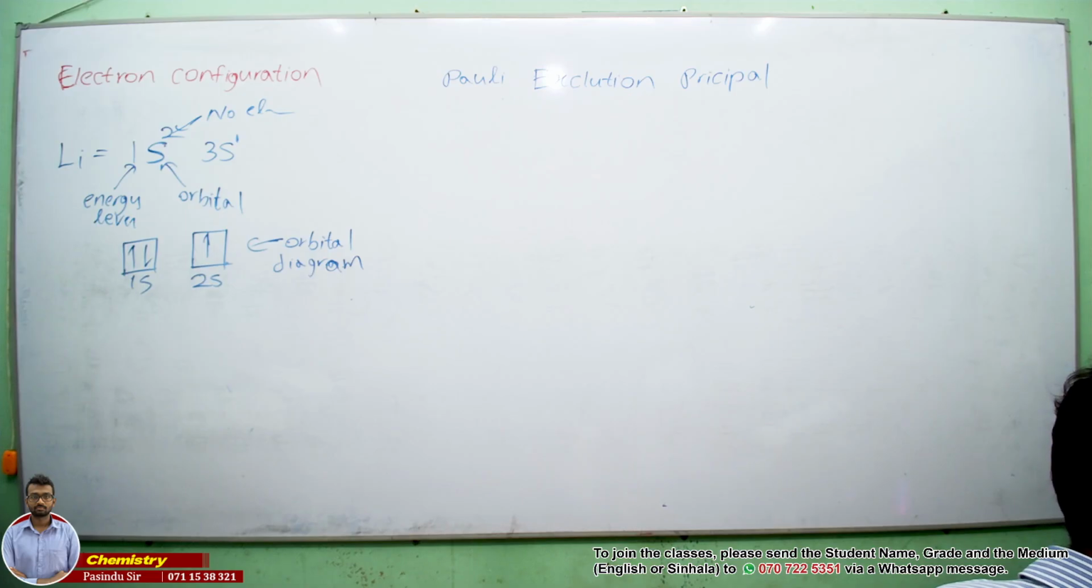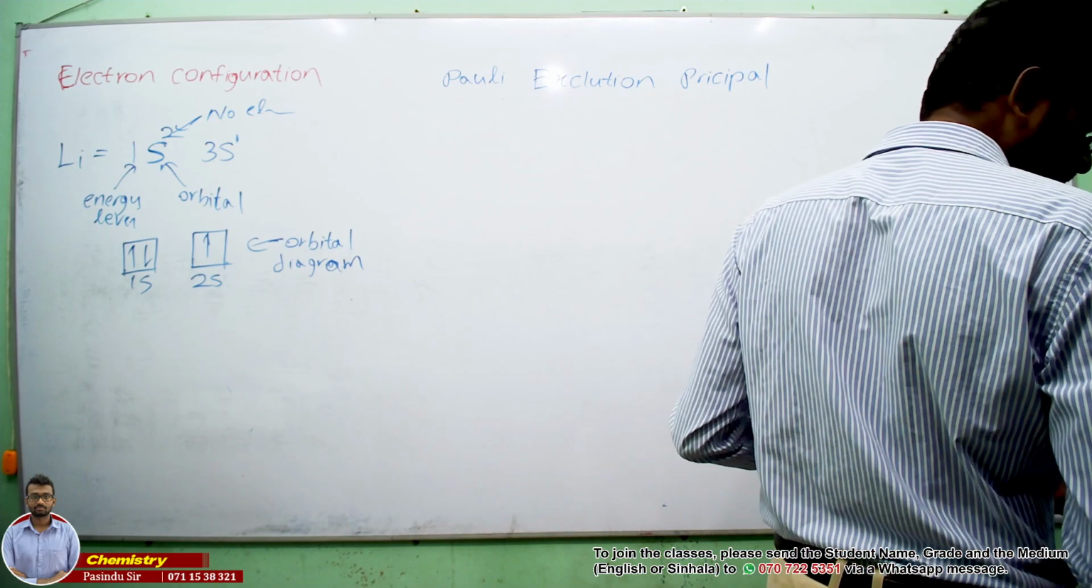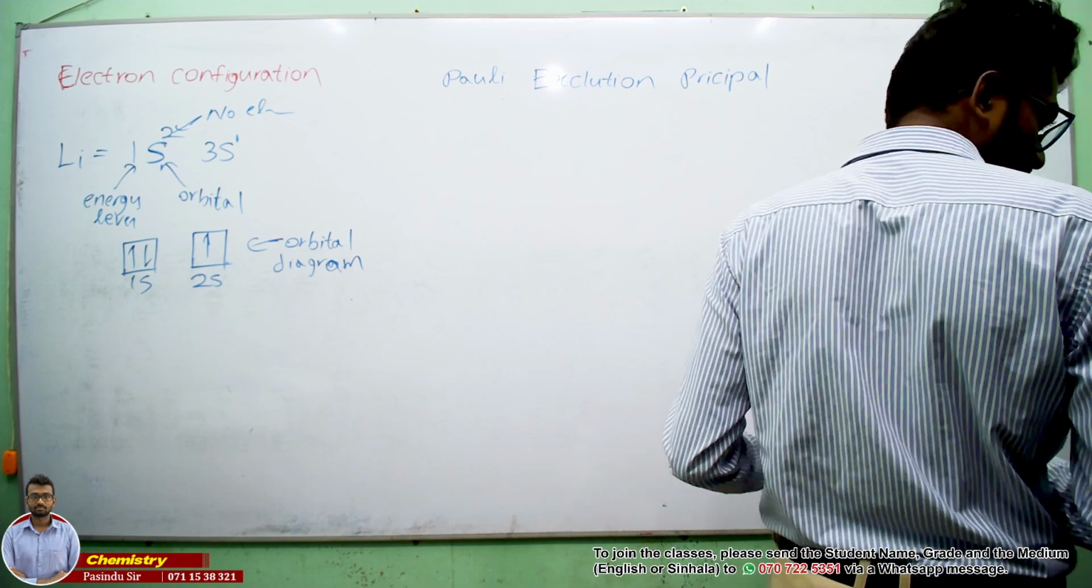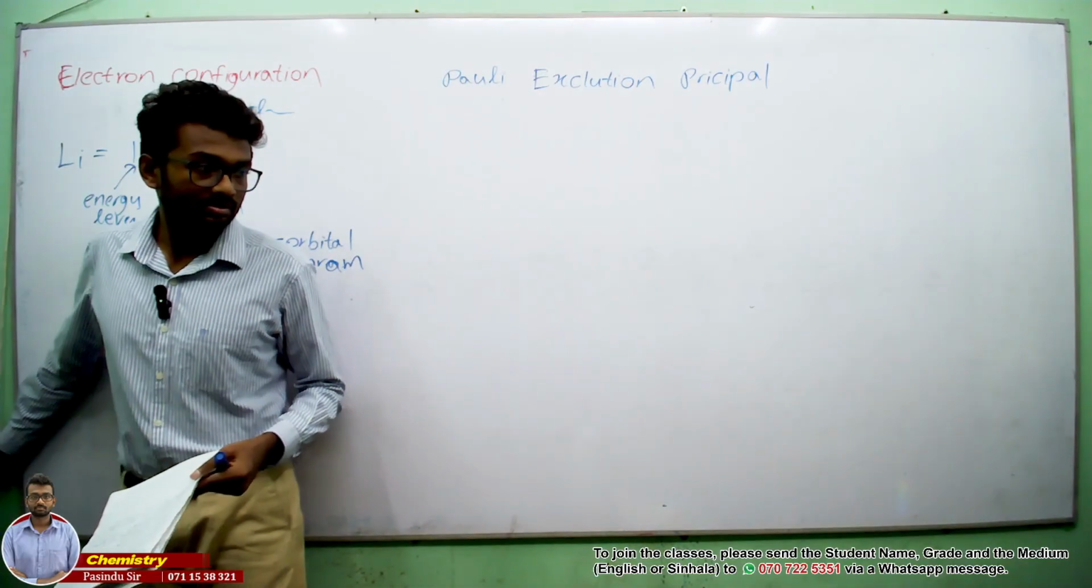Maximum two electrons, and they must have opposite spins. They must have opposite spins.